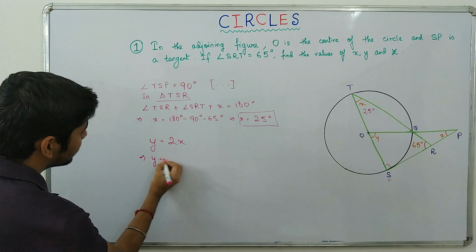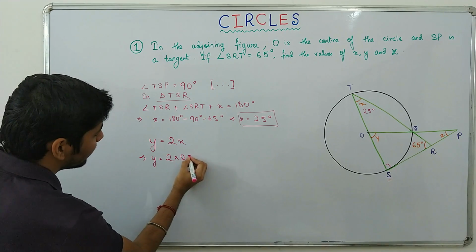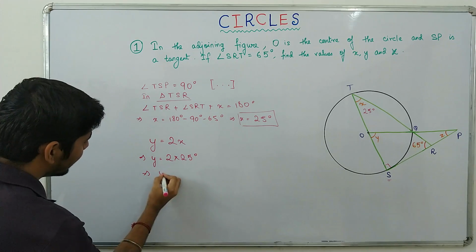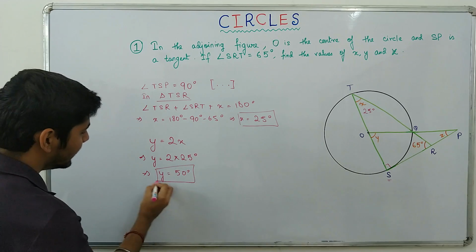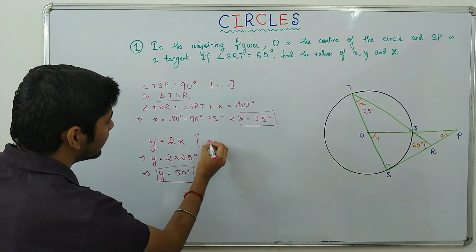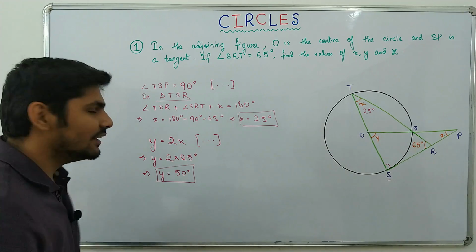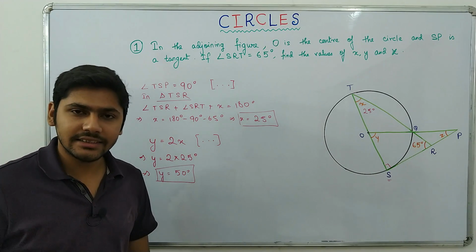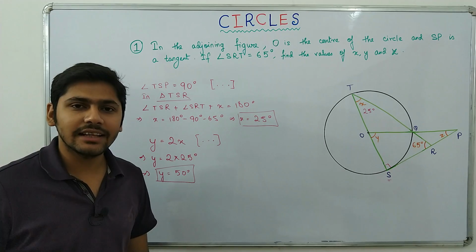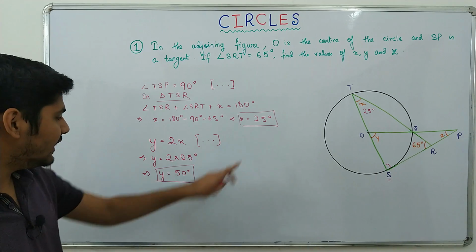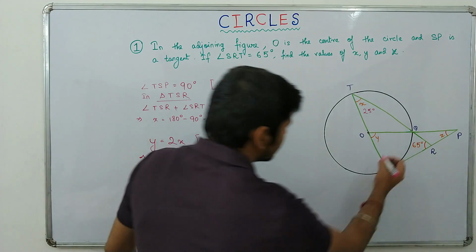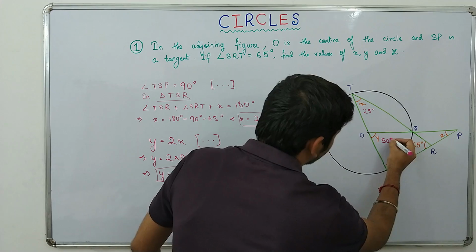Therefore Y is equal to 2 into 25 degree. So Y is equal to 50 degree. And beside it I'll write the theorem that I used, that the angle subtended by an arc at the center is double the angle subtended by it at the circumference. So we get X 25 degree and Y 50 degree. So this is 50 degree.